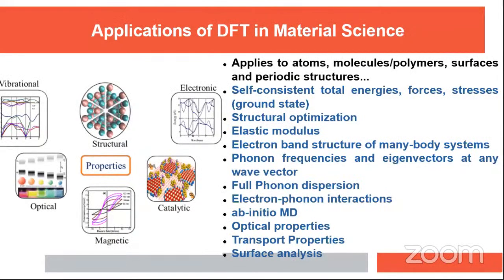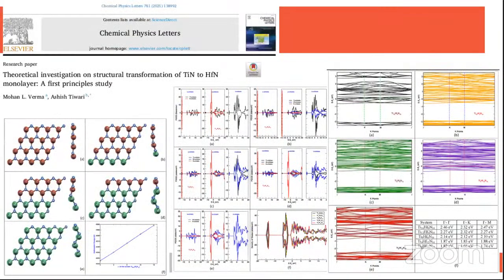So these are the applications. We can get self-consistent total energy at the ground state by using DFT for different shapes and sizes of particles as well as materials. Optimized structure, elastic modulus, electron band structure for many body systems, phonon frequencies, full phonon dispersion, electron phonon interaction, even ab initio molecular dynamics simulation, optical properties, transport properties, surface analysis. All these are properties which can be analyzed using DFT.